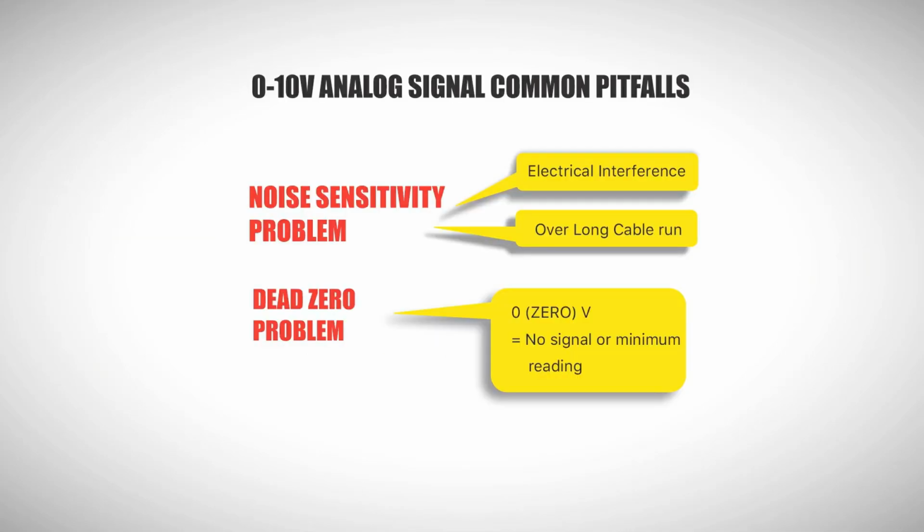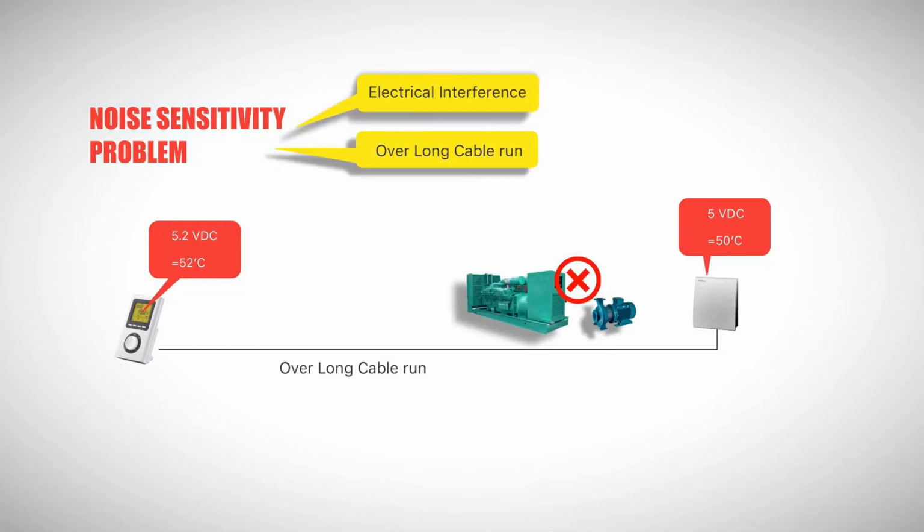Analog signals like 0 to 10 volts are widely used in sensors, but they come with two critical pitfalls. The noise sensitivity problem. Analog voltage signals are sensitive to electrical interference, especially in industrial environments filled with motors, relays, and power lines. Over long cable runs, this noise can distort the signal, leading to inaccurate readings.